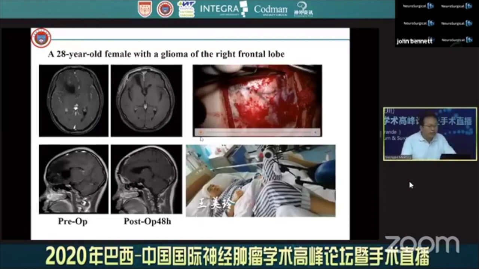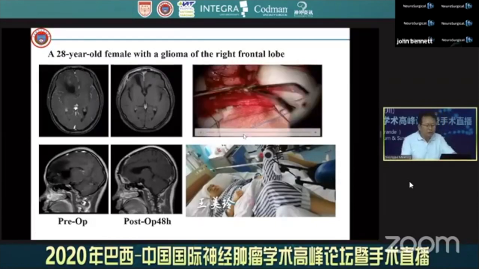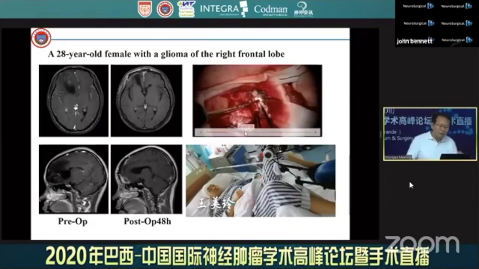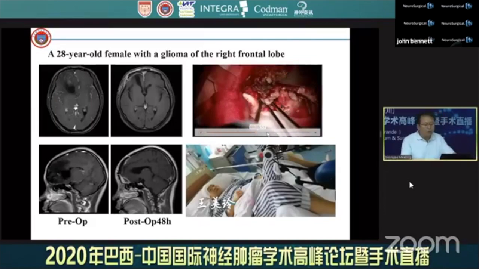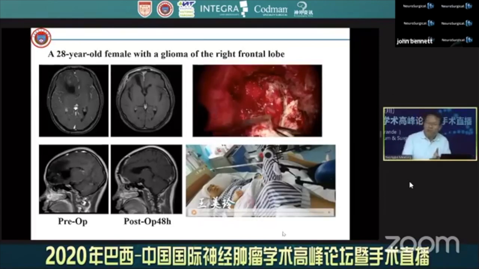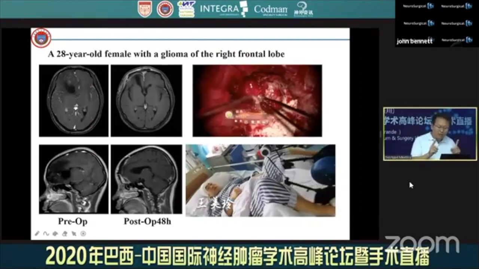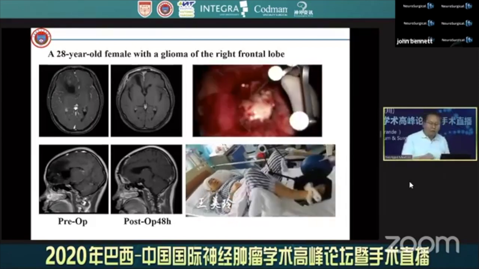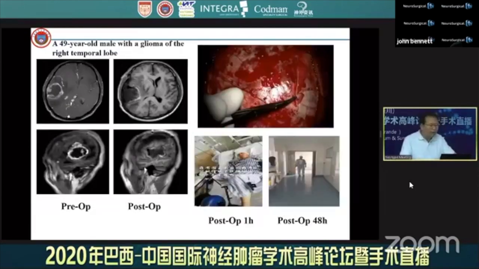And this is a 28 year old female with glioma in the right frontal lobe. The tumor is a little bit higher, more deep. It also has a relation with the colostrum. So we removed the whole tumor. So I want to show the machines, it's a muscle practice, post operation, 1 week, 1 hour, we use it to a friend and venous thrombosis. And this is a 49 year old male with glioma, the right temporal lobe.